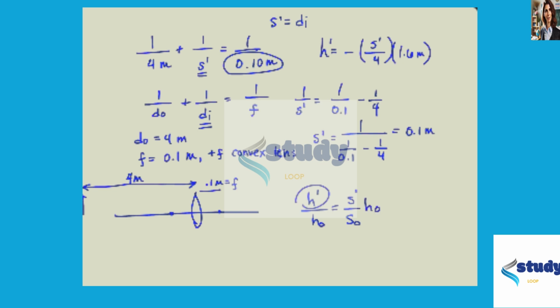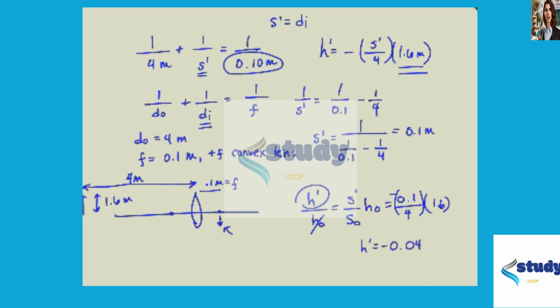So they're bringing HO up, which means the height of your object is 1.6 meters. So this thing is 1.6 meters tall. And then the image that's being produced over here is 0.1 divided by 4 times 1.6. So h prime, or height of the image, is negative 0.04.